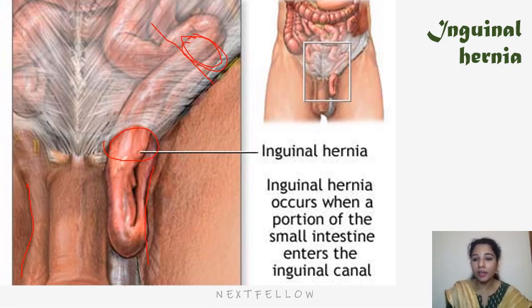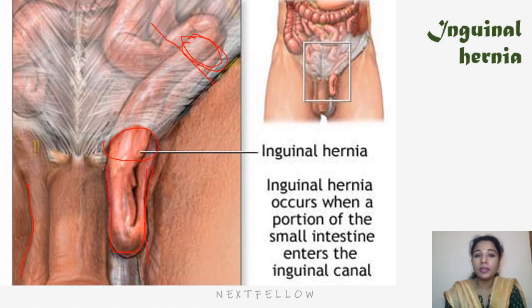And again we have this indirect inguinal hernia as complete and incomplete inguinal hernia. Complete is where the hernia passes through the superficial ring and reaches the scrotal sac. You can see here, it demonstrates the complete inguinal hernia where it is entering completely into the scrotal sac.